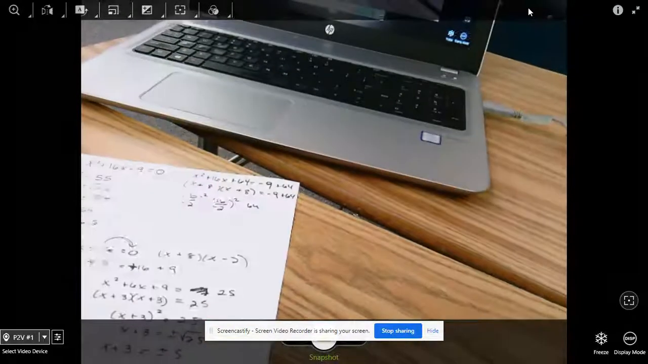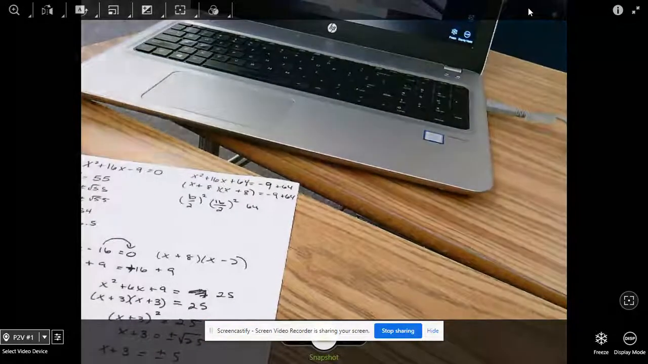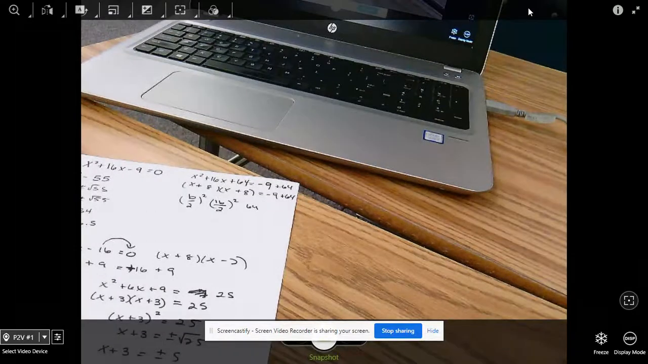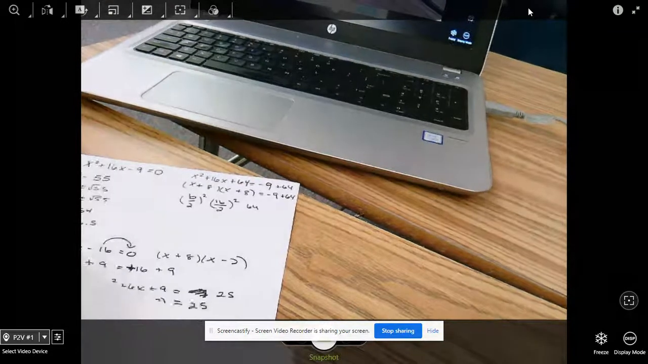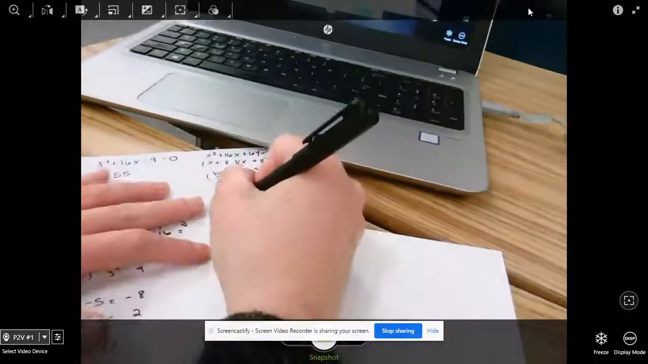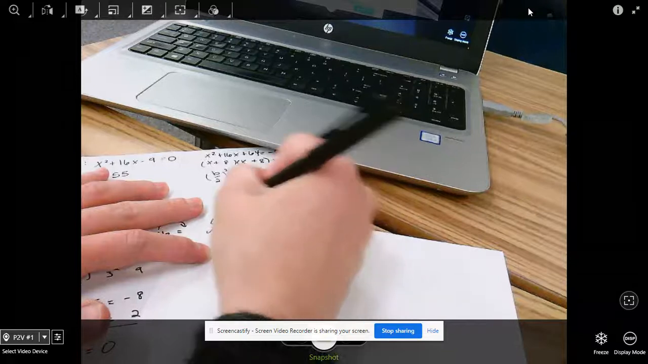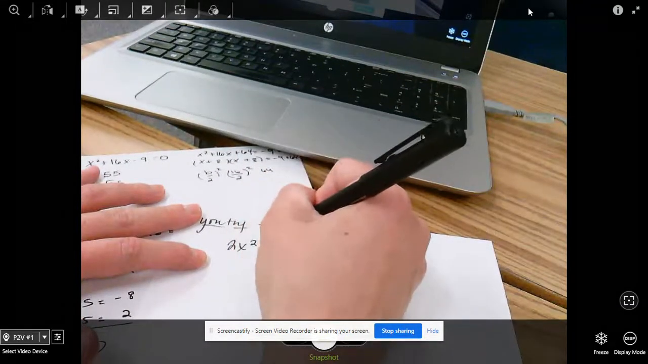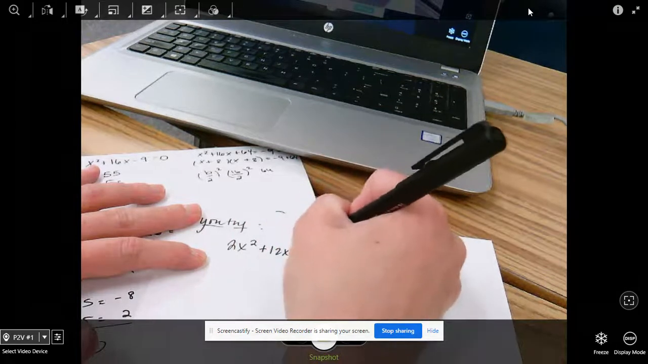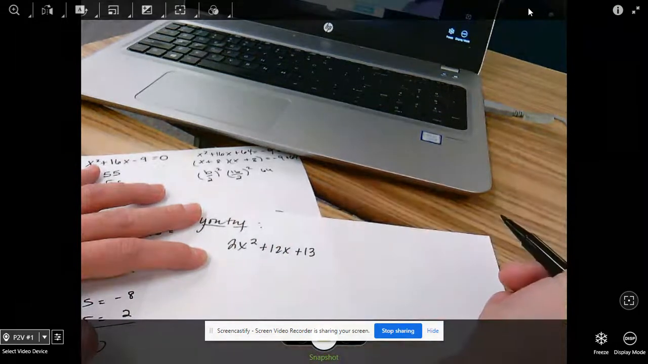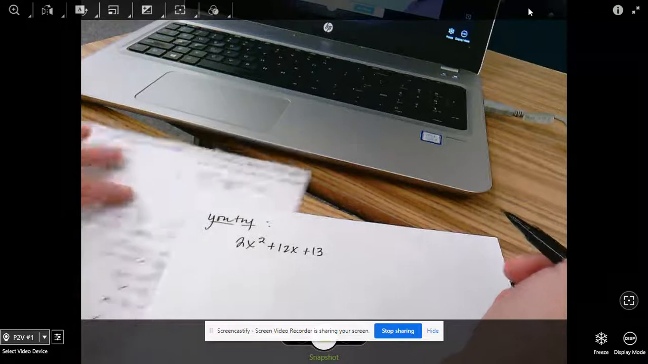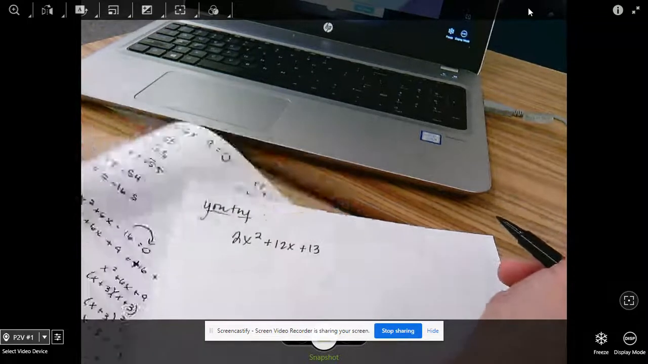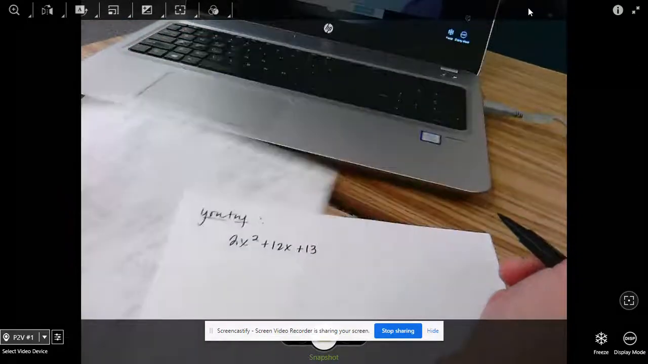All right, and I want you to try one on your own. Last example. You're going to try 2x squared plus 12x plus 13. Okay, I want you to go ahead and use the same methods that you did with these notes on your own, and then come and watch the video.